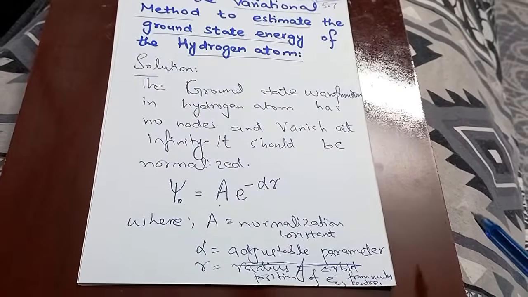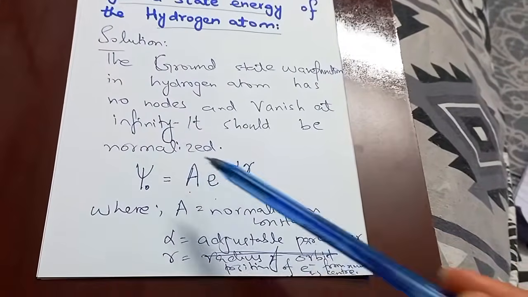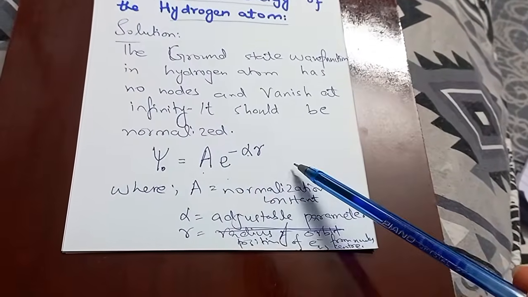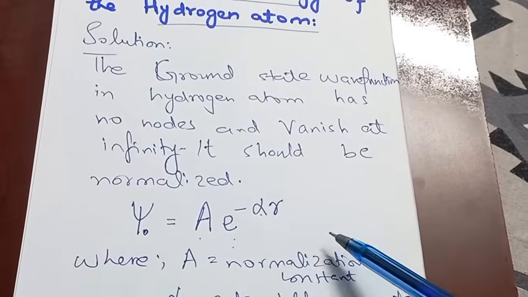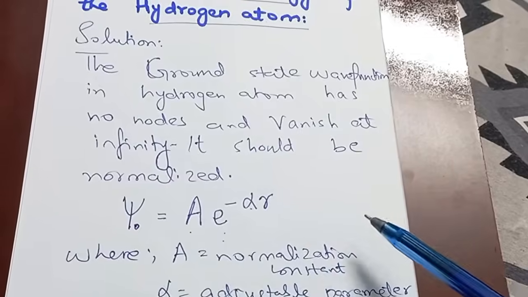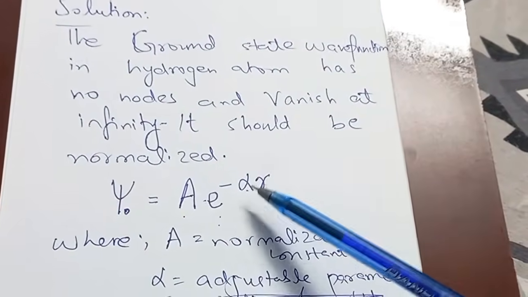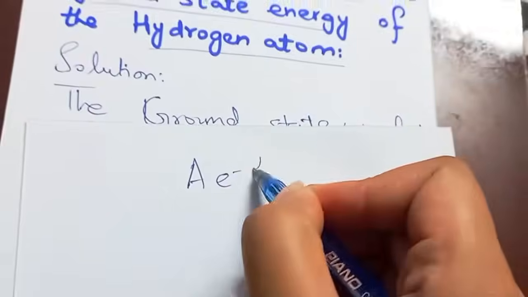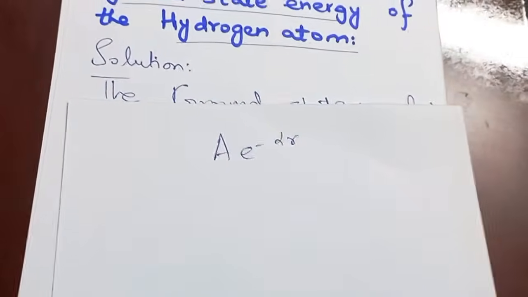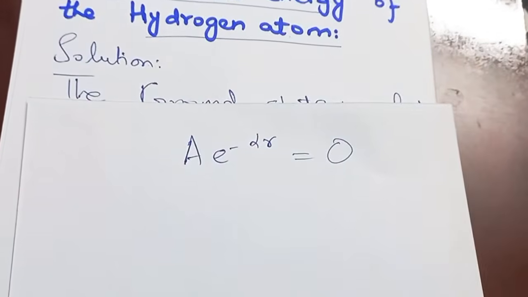And you can see that this wave function has no nodes. It means if you put it equal to 0, it will be equal to 0 only at infinity, otherwise it will never be equal to 0. You can easily confirm that. Having a node means that the wave function is 0 at some point other than infinity.